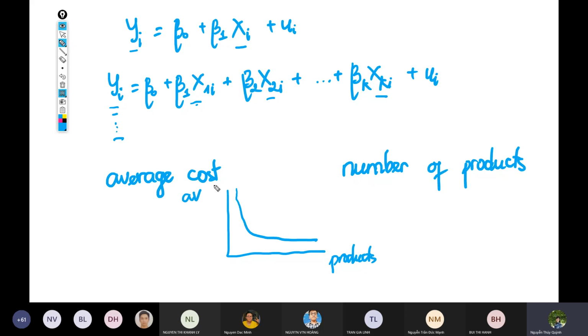So you can see that there are different functional forms of our population regression model. The way that we determine the functional form of the population regression model depends on the theories and on previous researchers. Let's see what the nonlinear relationships between the independent and dependent variables can be.